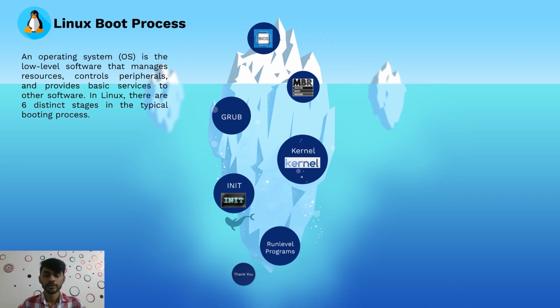Before we talk about the booting process, let us first understand where we use it. We use the booting process in our operating system. An operating system, OS, is a low-level software that manages resources, controls peripherals, and provides basic services to other software. In Linux, there are 6 distinct stages in the typical booting process.